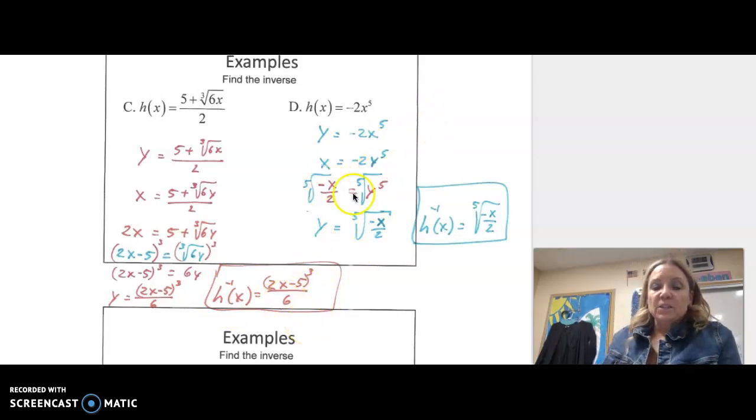All right, D looks a little bit easier. So we're going to change the h of x to y. And then the second step is to switch our variables. Here's our x, change it to y. Here's our y, change it to x. And then do inverse operations.